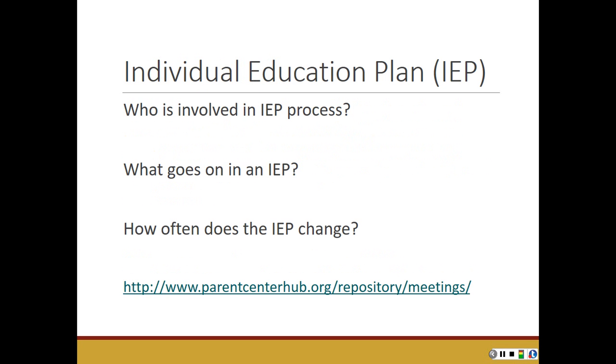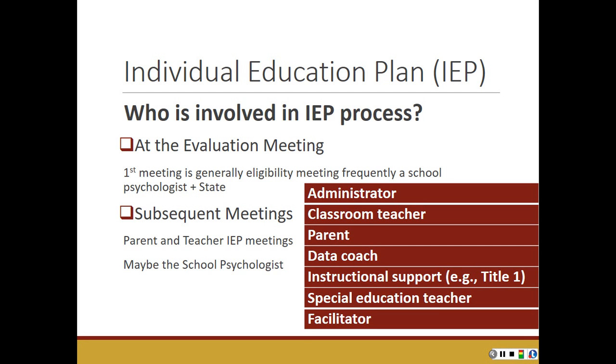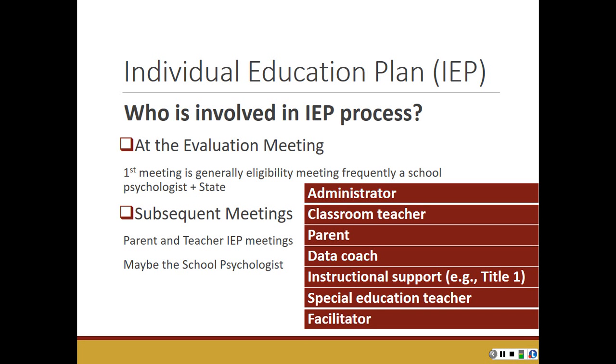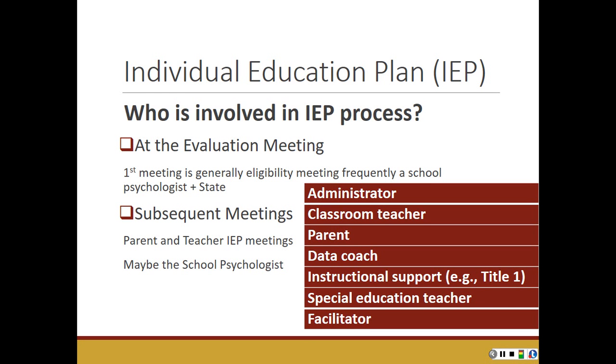All right, so the questions I think of when I think about IEP are who's involved, what happens, and how often do I have to deal with this? So insofar as who, there's two main things about IEPs. There's an evaluation meeting, which is the very first meeting of the whole thing. It's the eligibility meeting, really, where we sit down and hammer out what you're eligible for, and we create a contract.